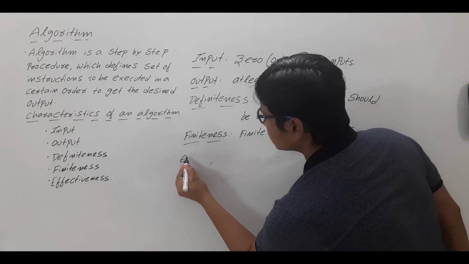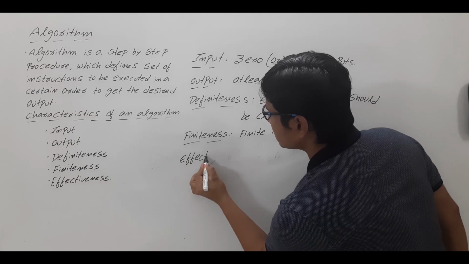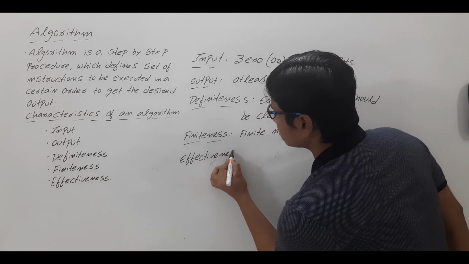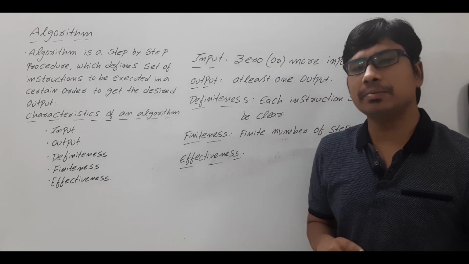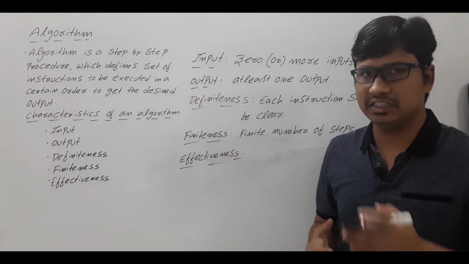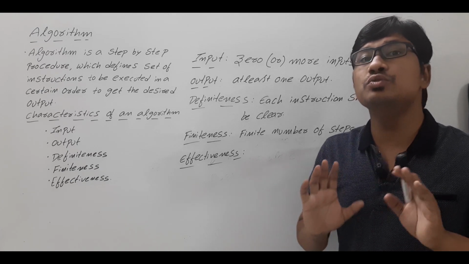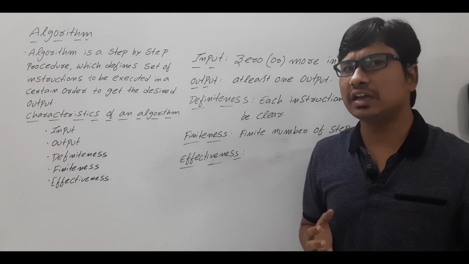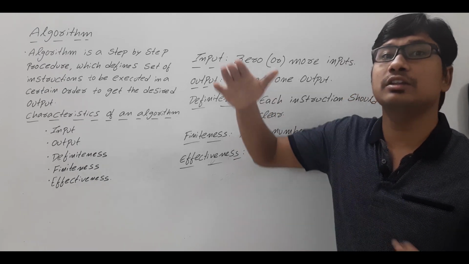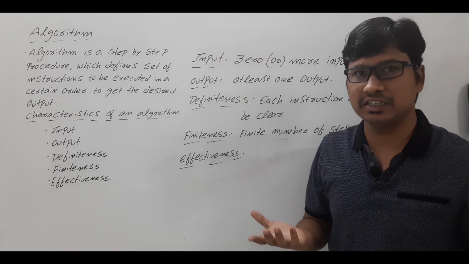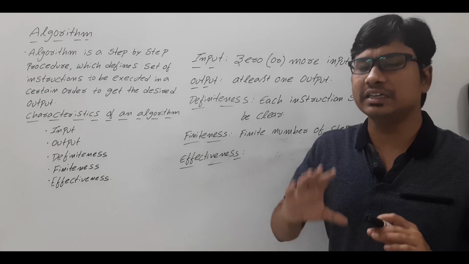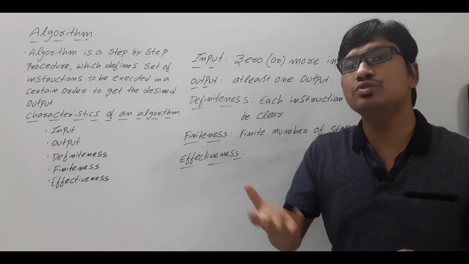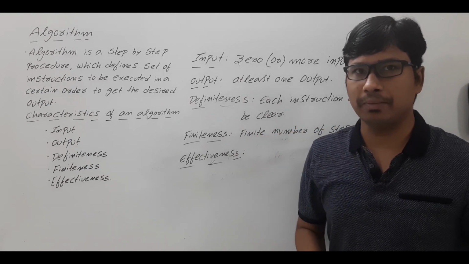Now let me discuss the last characteristic, which is effectiveness. Each step or instruction in the algorithm should be useful. You should not write an algorithm saying that my algorithm should consist of 1000 instructions. You should not keep such goals. You should write the instructions which are useful to solve the problem. Am I right or wrong?